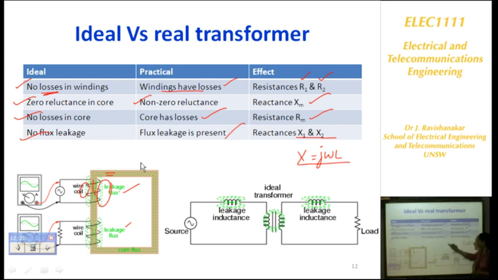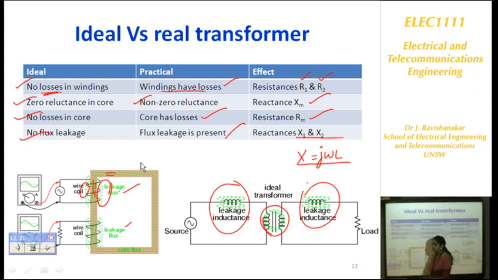So therefore, in a practical transformer, there is flux here. So this is what is shown here. There is flux, and what we do is this part of the transformer represents only the flux that is linking with the core, and whatever flux has leaked out is represented by two reactances or two inductances, X1 and X2, connected on the primary and the secondary side.